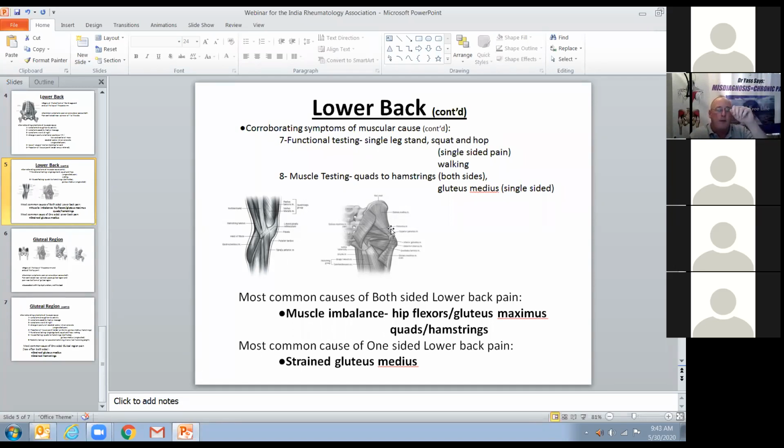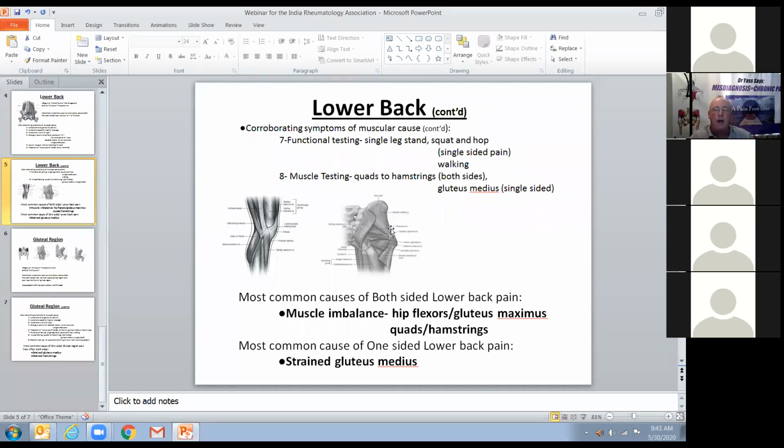That front of the pelvis being pulled down causes the back of the pelvis to rise, causing excessive anterior tilt, causing shortening of the lower back muscles and psoas muscles. So this understanding of muscle testing is another corroborating find of a muscular cause creating the lower back pain.